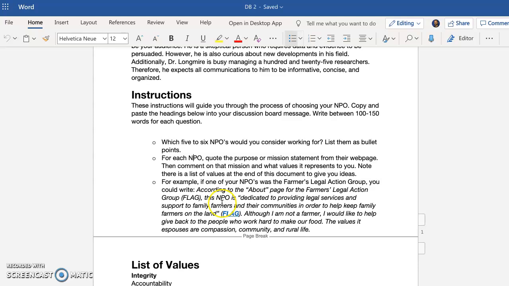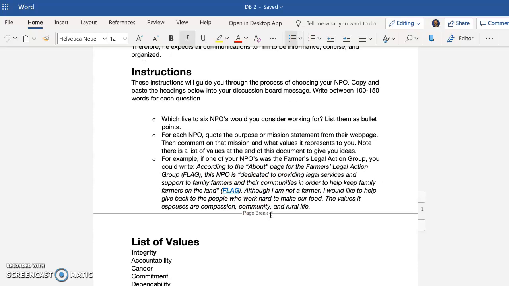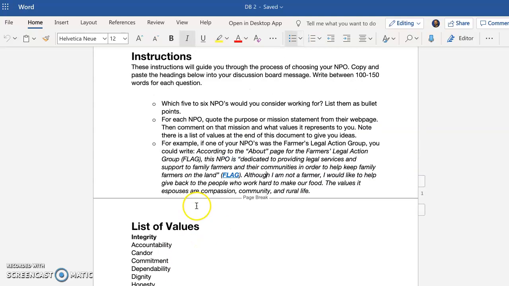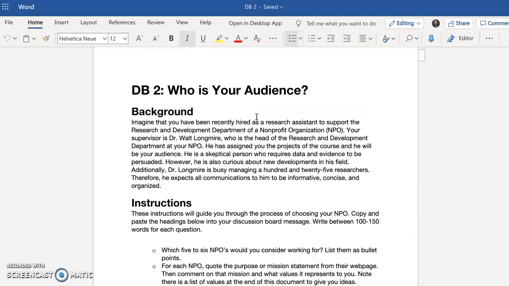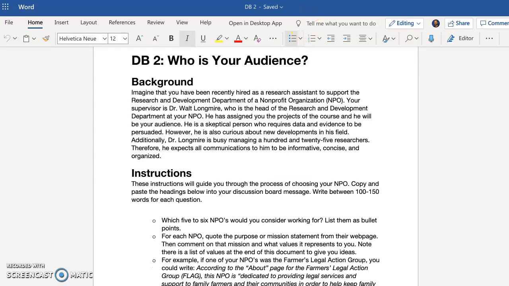Here I've got an example of what you might put for each NPO, and below I have a list of values that you might choose or scroll through just to give you ideas about what types of values you might want to support, because it's an abstract question if someone says, well, what are the values of this organization?